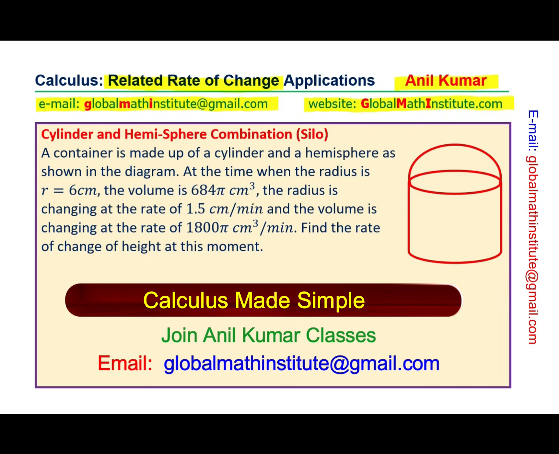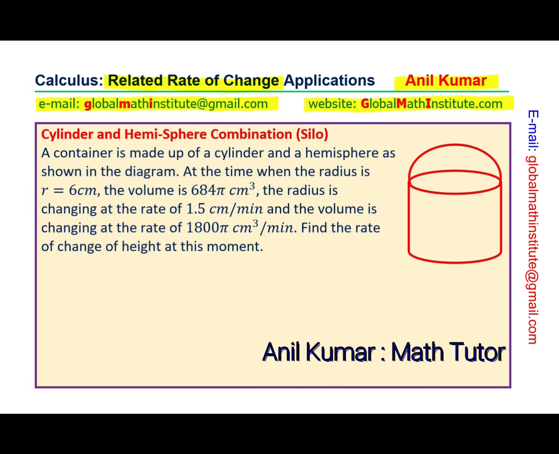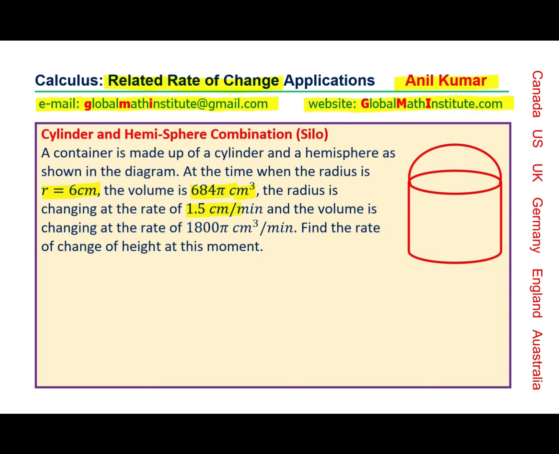Well, the question here is, a container is made up of a cylinder and a hemisphere as shown in the diagram. At the time when the radius is 6 centimeters, the volume is 684 pi centimeter cube. The radius is changing at the rate of 1.5 centimeters per minute, and the volume is changing at the rate of 1800 pi centimeter cube per minute. Find the rate of change of height at this moment. You can always pause and answer the question and then look into my suggestions.